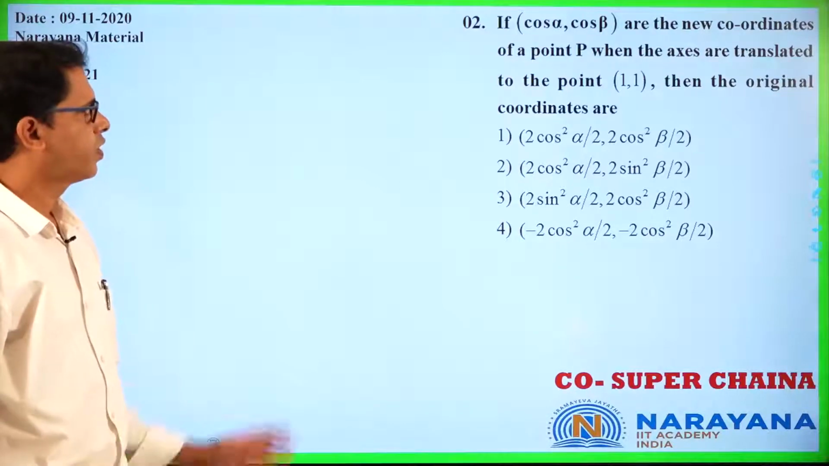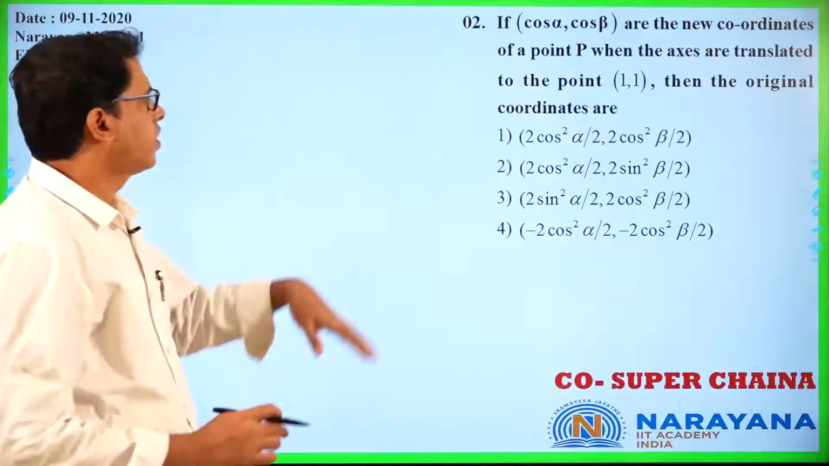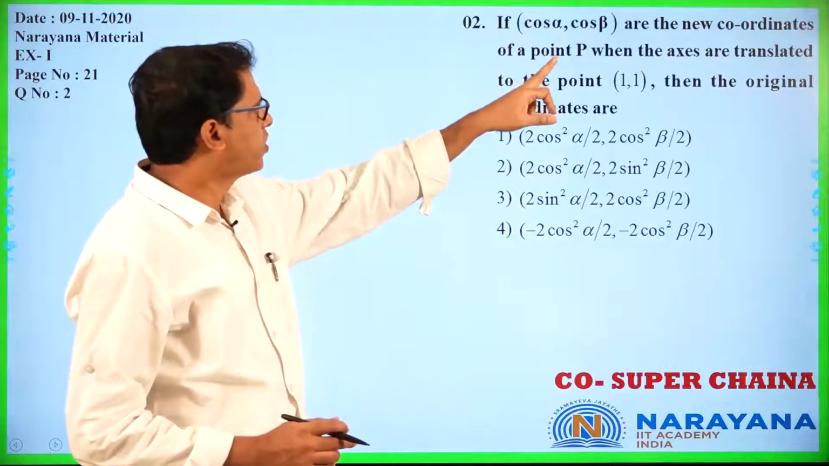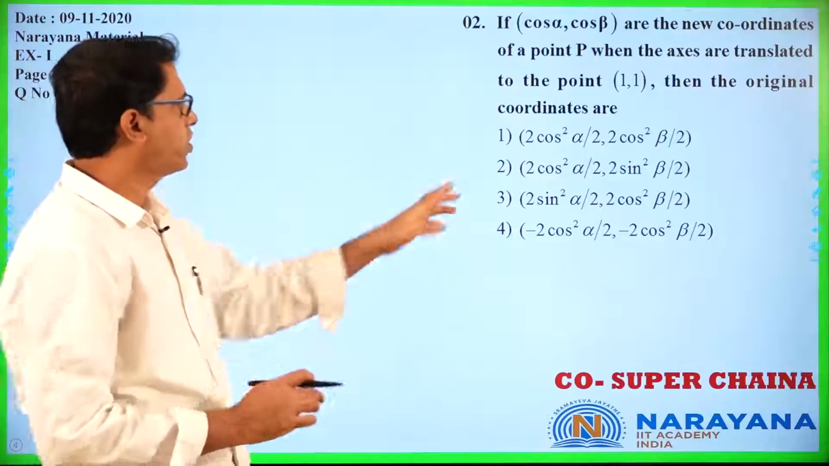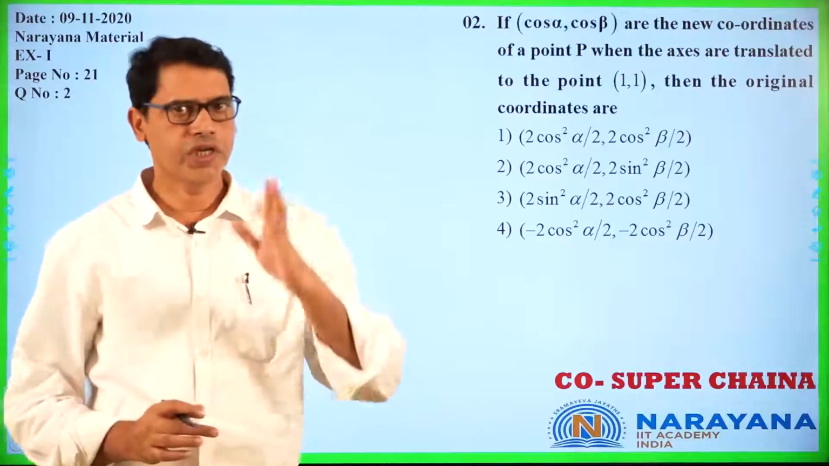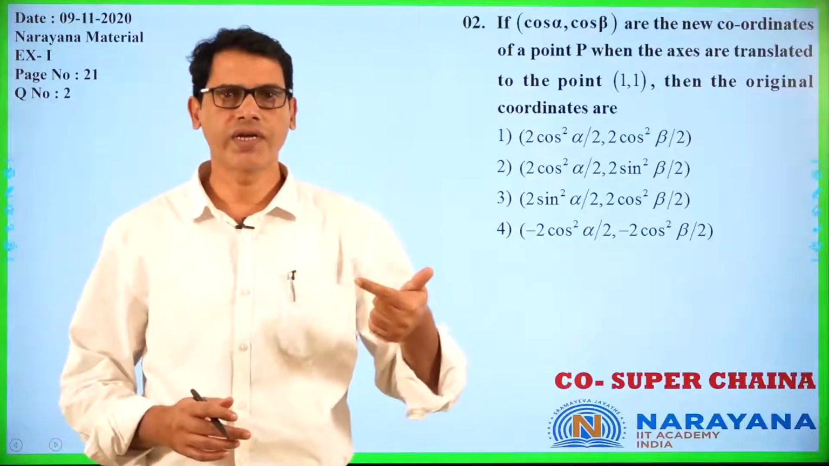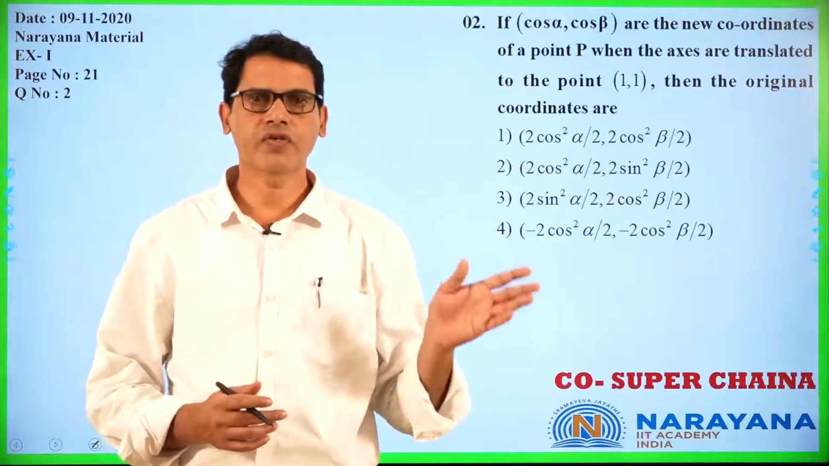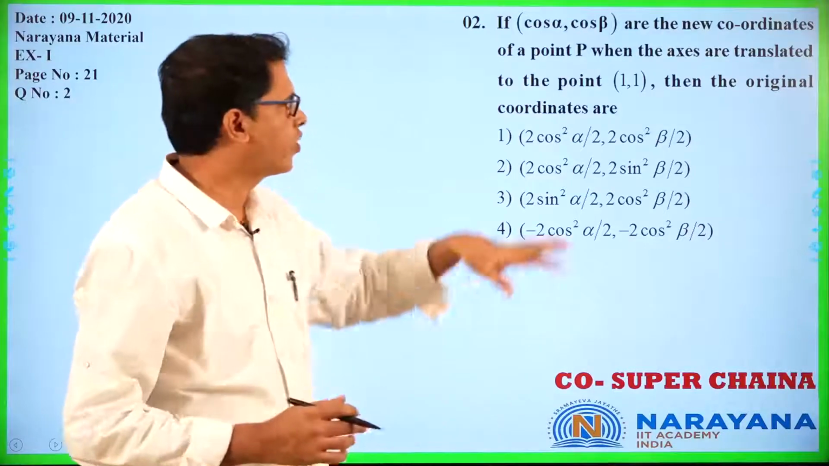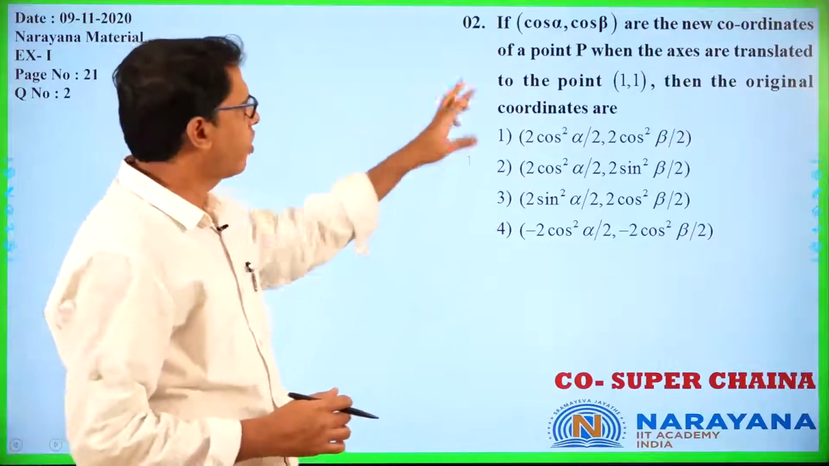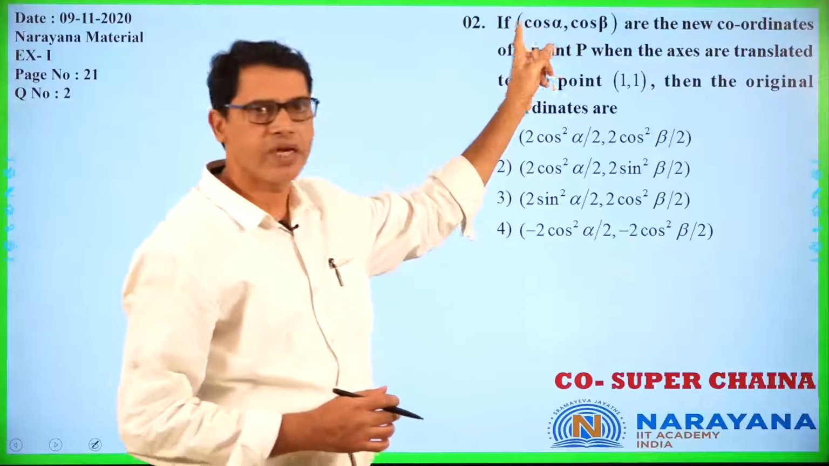Question number 2. Again same. Only values are different. Say if cos alpha, cos beta are the new coordinates of a point when axes are translated to the point 1, 1. So here go through the question keenly. You need to identify whether it is original coordinates or transformed coordinates. In the previous question 4, 5 are the coordinates of the original point. Now look here: cos alpha, cos beta are the new coordinates of P. Means this is capital X and capital Y.